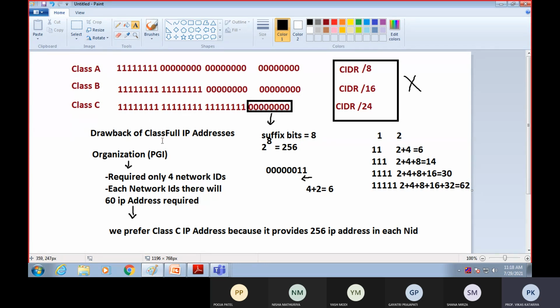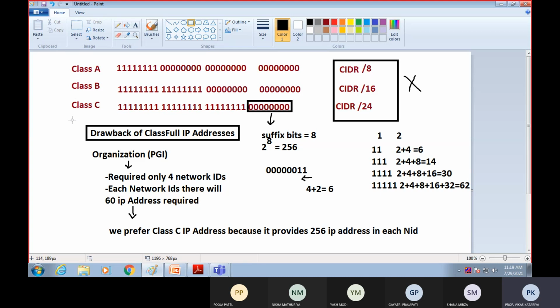But if we use classful IP addresses, by default we are provided 256 IP addresses. But we do not require 256 IP addresses right now. We required only 60 IP addresses. The rest of the IP addresses will be wasted if we use classful IP addresses. I hope you understand what I am telling you. That is the biggest drawback of classful IP addresses.